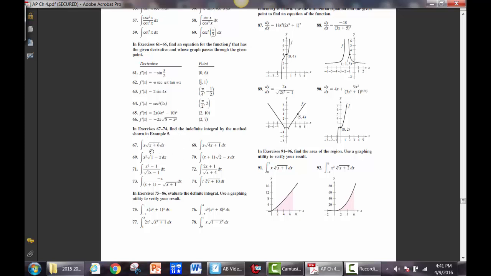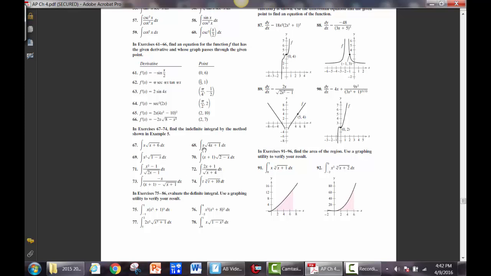For example, in 67, you'll let u equal x plus 6. The derivative of x plus 6 is 1 dx, so I have this extra variable here, and I can't pull it out on the outside, I can only pull constants. Same thing here, the derivative of 1 minus x would be negative 1 dx, so x squared is extra. Here, the derivative of 2x minus 1 would be 2, so I've got this x squared that's extra. Here you'll let u equal x plus 1, and again you'll have all kinds of extra things.